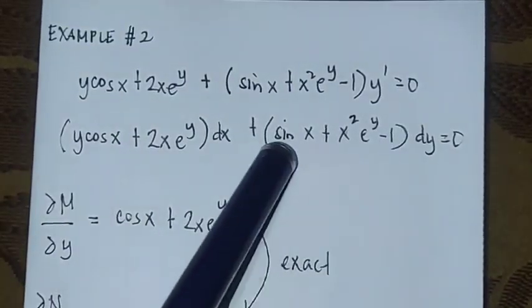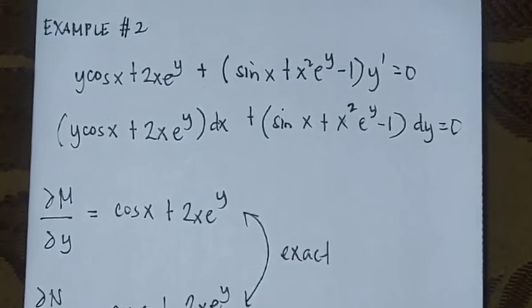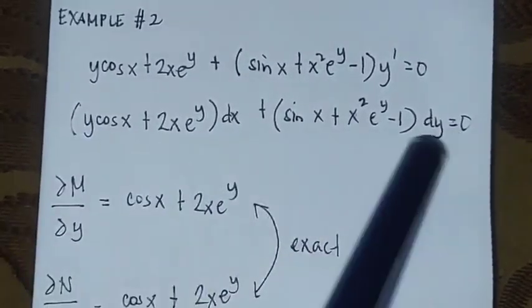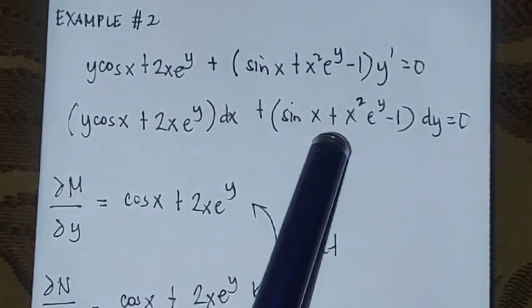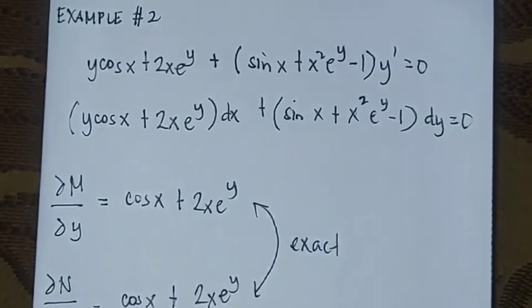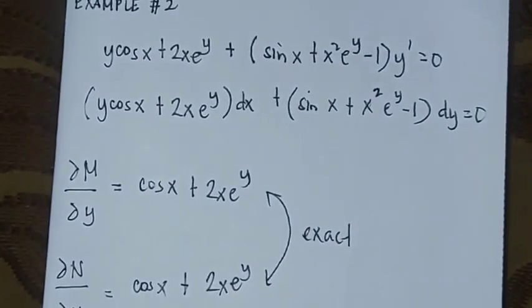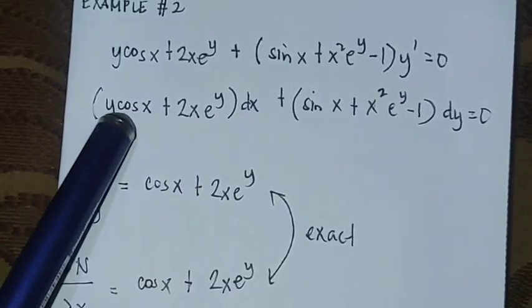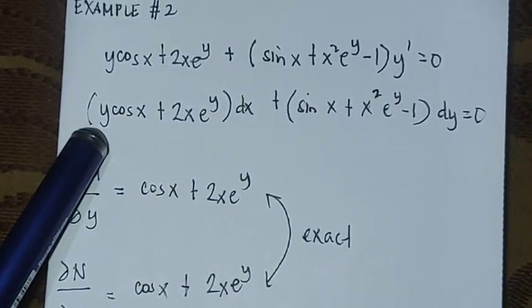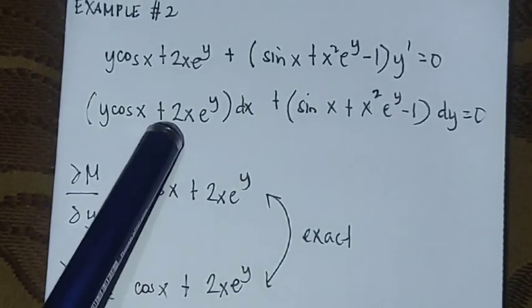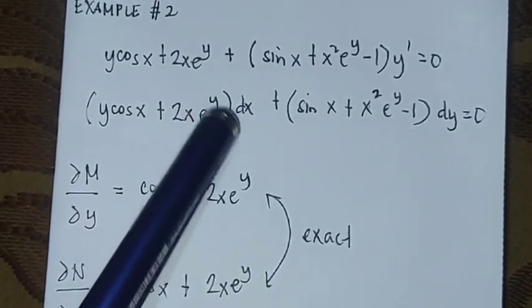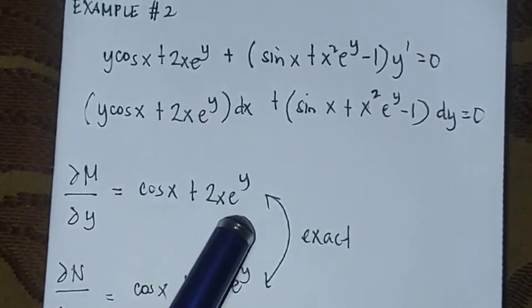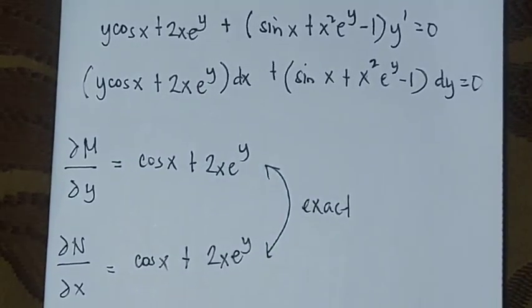And then, this will be our M. This will be our N. So, let's take the partial of M, since it's already in standard form: M of x,y dx plus N of x,y dy. Let's take the partial of M with respect to y. So, this is your M. With respect to y, this becomes just cosine x. Then this is a constant, so 2x e raised to y, whose derivative is e raised to y.